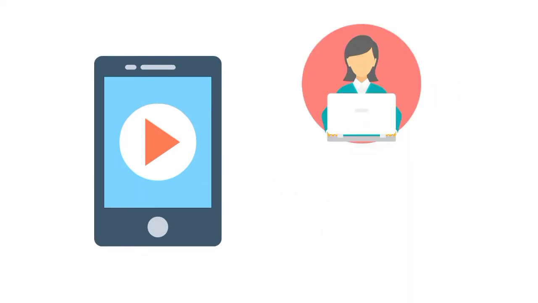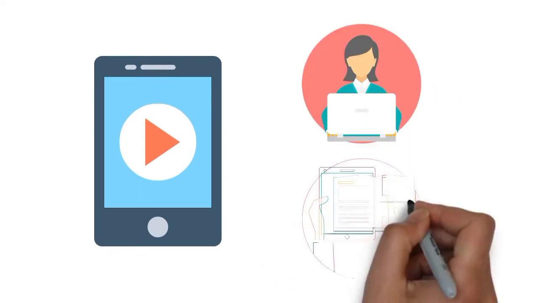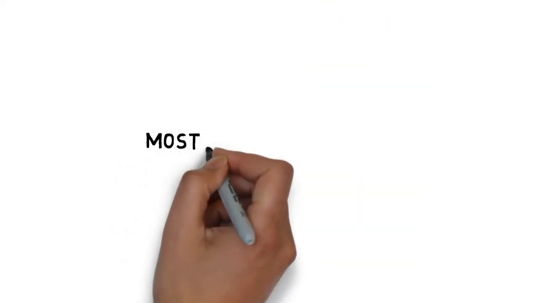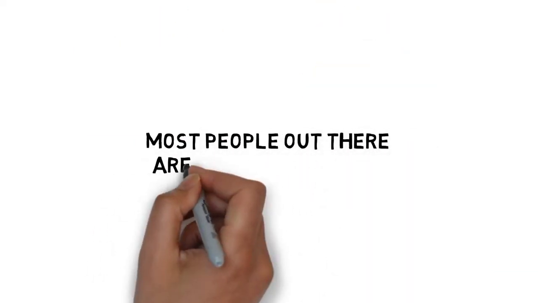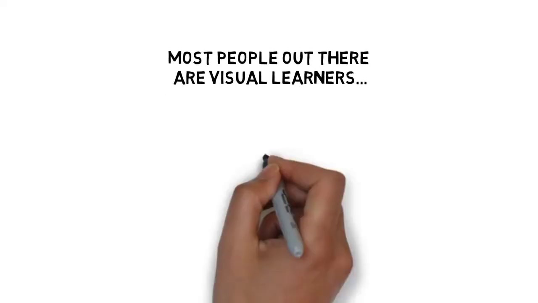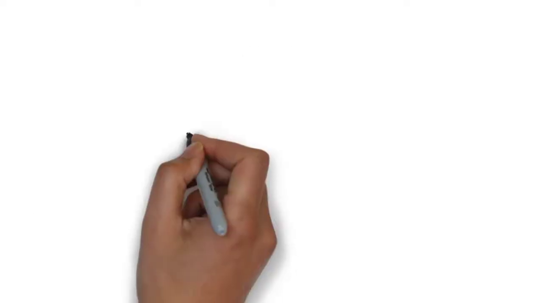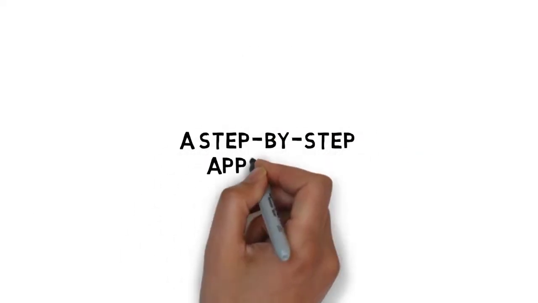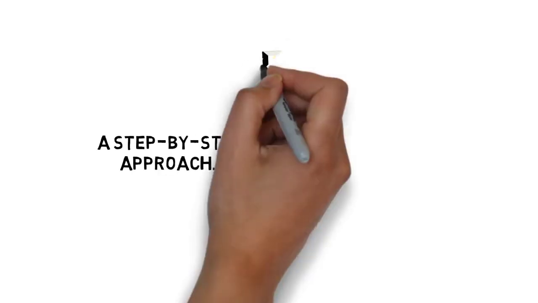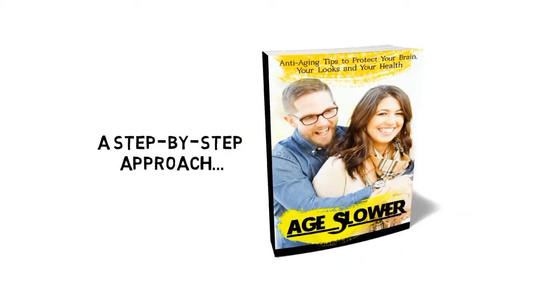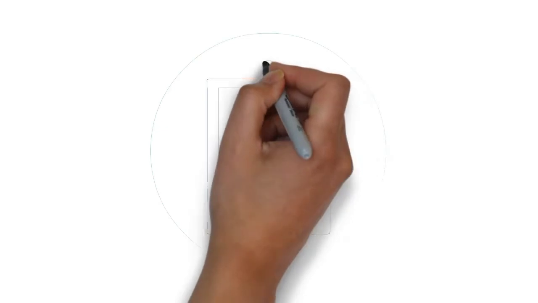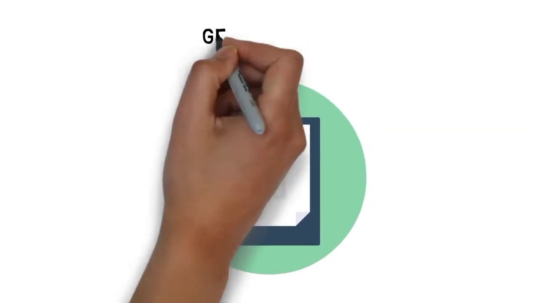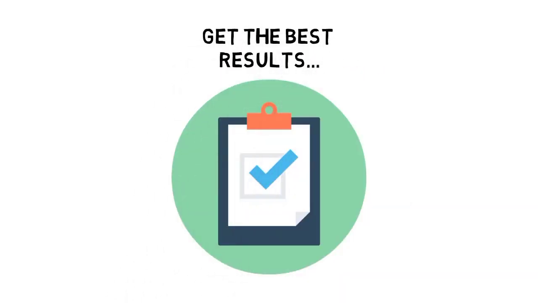Did you know that most people learn a lot faster when they see something being done on video than by just reading about it? That's because most people out there are visual learners. How do you normally learn the best? Although the guide you just purchased gives you a step-by-step approach to aging slower by protecting your brain, your looks, and your health, many of the anti-aging hacks require you to pay very close attention to the details to get the best results possible.